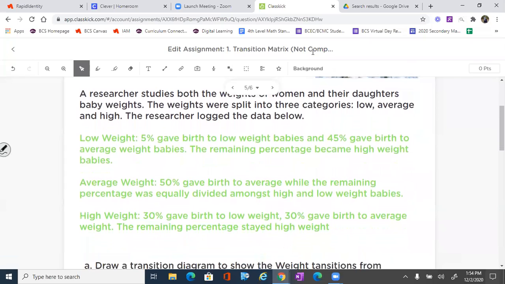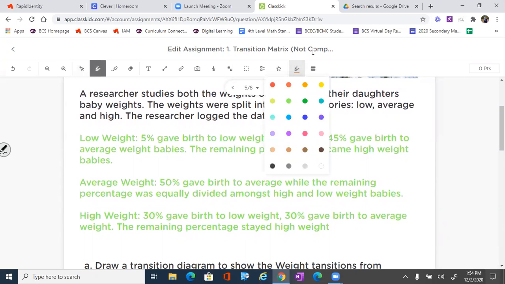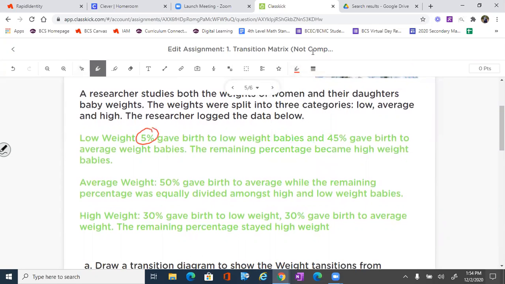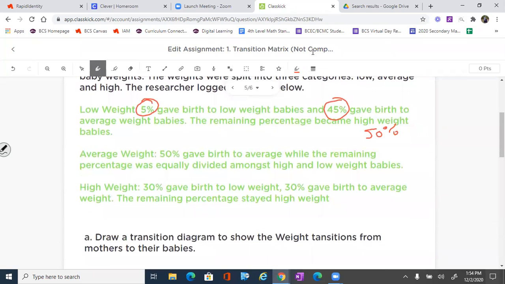Low weight mothers, 5% gave birth to low weight babies and 45% gave birth to average weight babies. The remaining percentage became high weight babies. So pay attention to that. 5% and 45%, that's a total of 50%. That means that 50% became high weight babies.